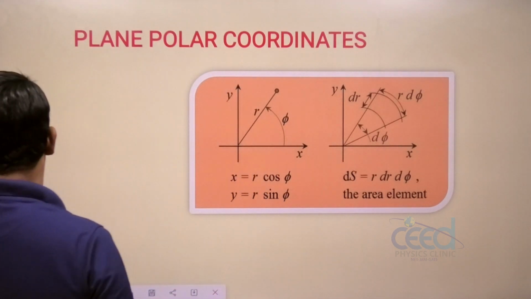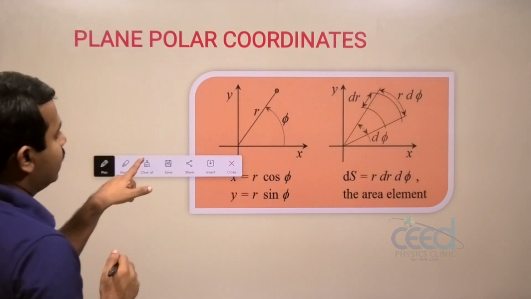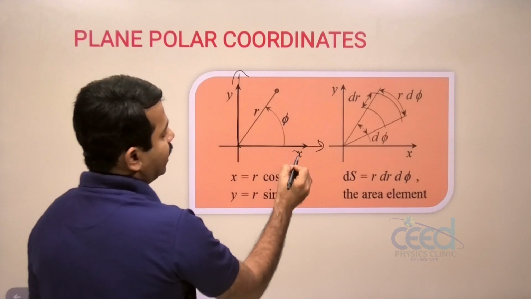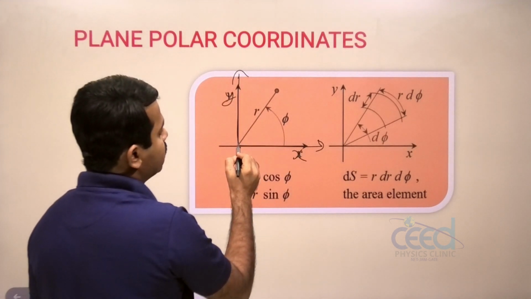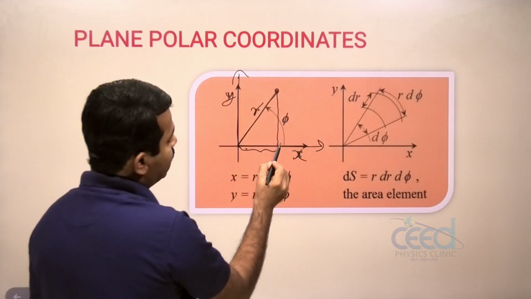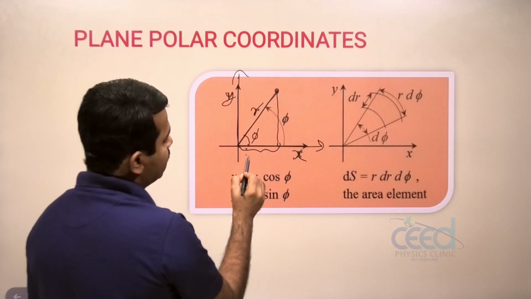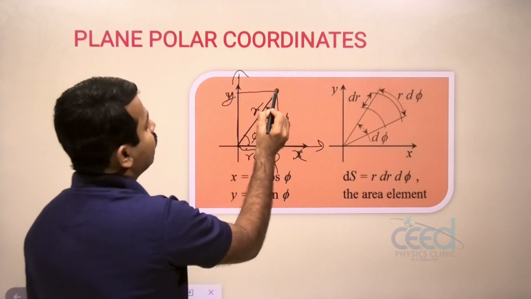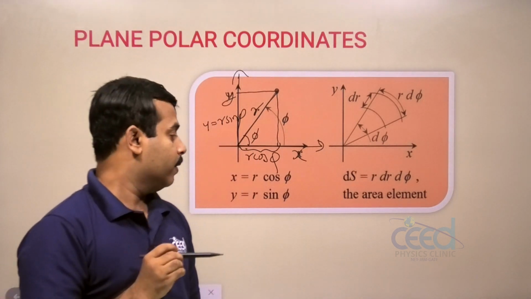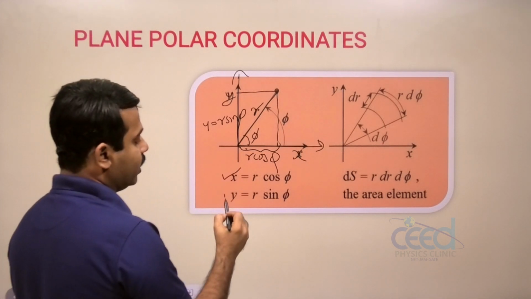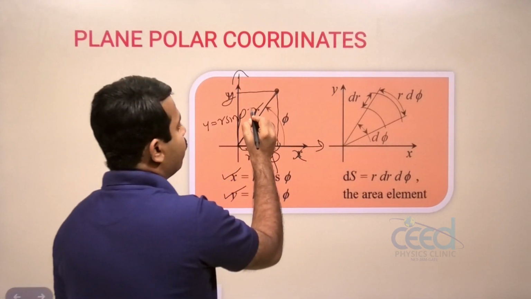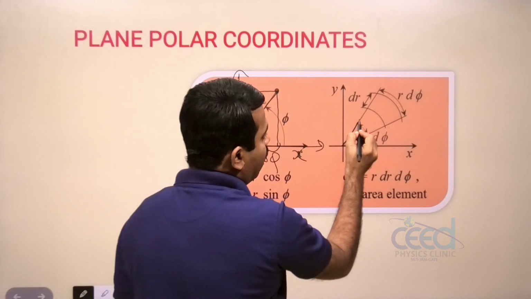So in the plane polar coordinate system, suppose this is our x-axis and this is our y-axis. Suppose a particle is at x, y, and this is the position vector. If this angle is phi, then x is r cos phi and y is r sin phi. So in the polar coordinate system, x is r cos phi and y is r sin phi. Now suppose this is our r vector.